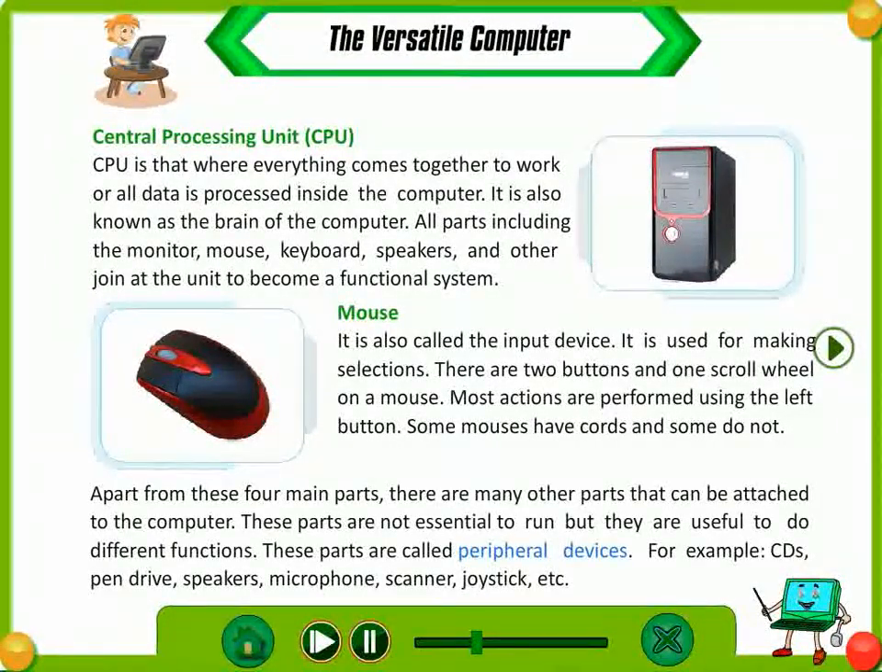Apart from these four main parts, there are many other parts that can be attached to the computer. These parts are not essential to run it, but they are useful to do different functions. These parts are called peripheral devices. For example, CDs, pen drive, speakers, microphone, scanner, joystick, etc.